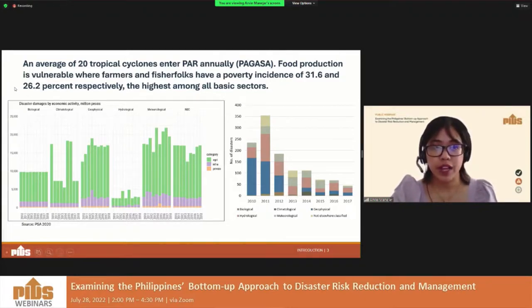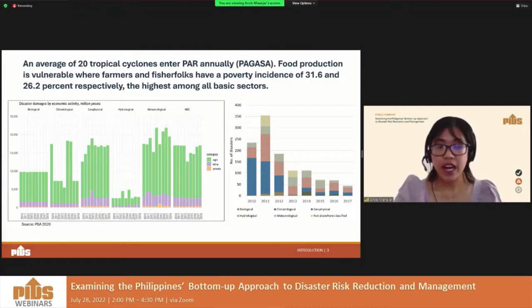So as a background, we must be aware that the Philippines lies on the typhoon belt. So on a yearly average, around 20 tropical cyclones enter the Philippine area of responsibility. Mostly hit, as seen in the graph below, is the agricultural sector, where farmers and fisherfolks have a poverty incidence of 31.6 and 26.2% respectively, the highest among all basic sectors.